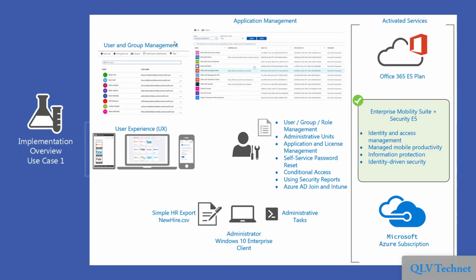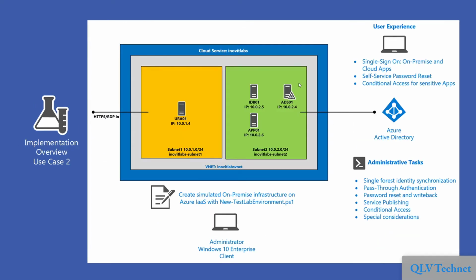In the second use case, you will specially learn to handle the identity and synchronization process step by step and get in touch with the cloud authentication and management capabilities. The main tasks and findings will be the creation of an emulated on-premise infrastructure on Azure Infrastructure as a Service so that you can configure and manage the hybrid components.